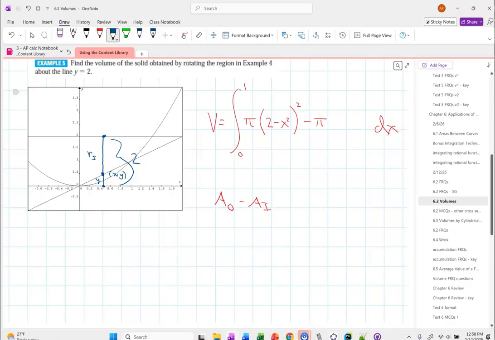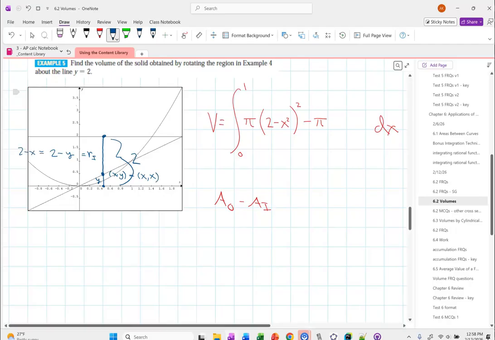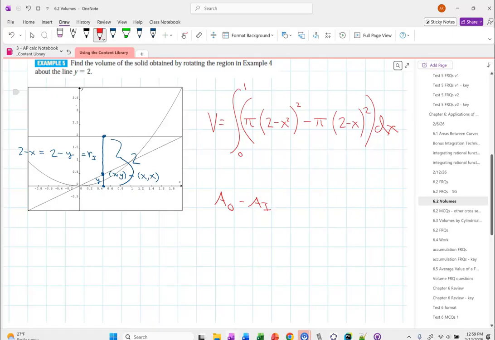Everybody's good? So what is my r inner going to be? Again, 2 minus y. But this time we're on the line y equals x. So that means that this is really 2 minus x. Does everybody feel okay still? So that's going to be my integral. Is everybody okay with what I've done?